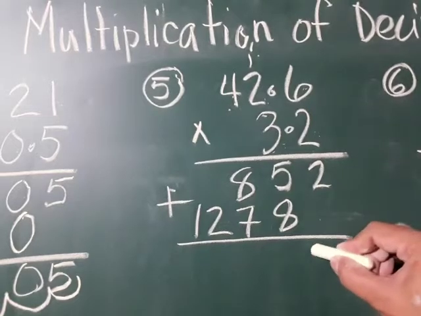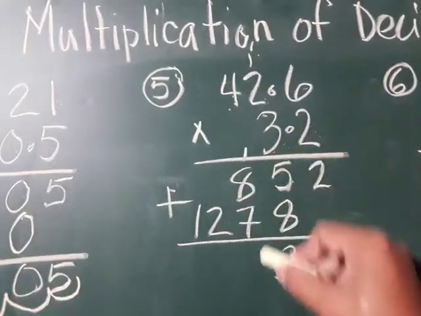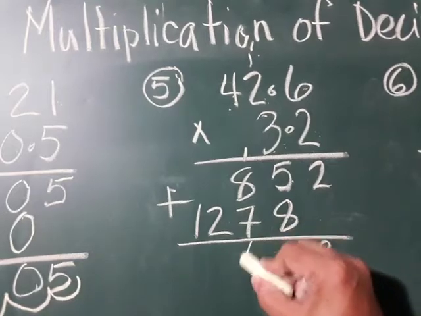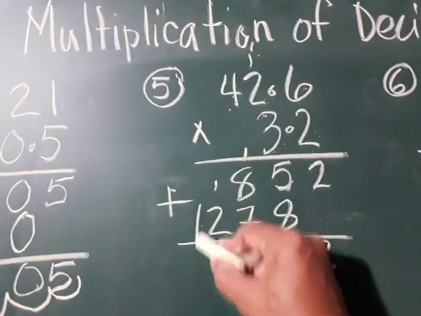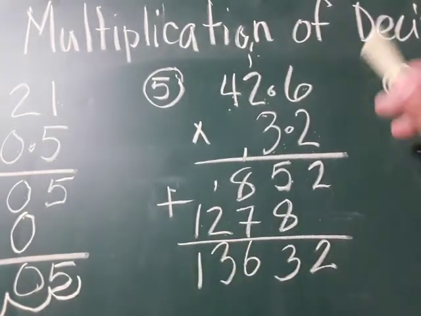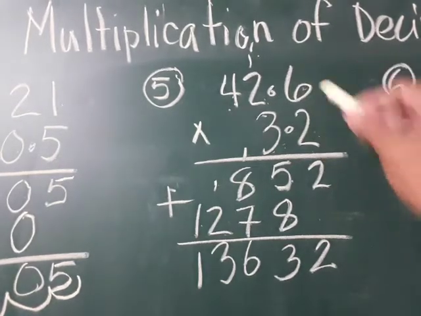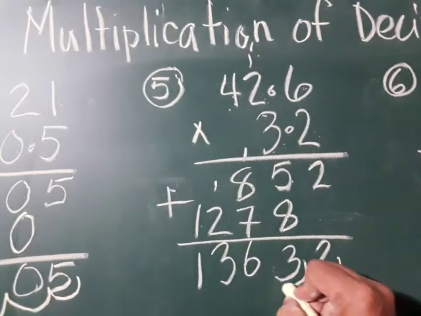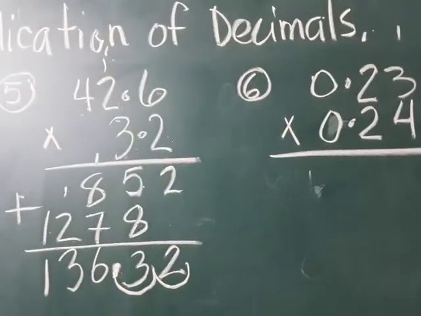So bring down 2. 5 plus 8, 13. Carry 1. 8 plus 1, 9 plus 7, 16. Carry 1. 2 plus 1, 3. And then bring down 1. And then, of course, count the number on the right side of the decimal. So 1, 2. 1, 2. So just step backward. Okay, you got it? So let's have more examples.